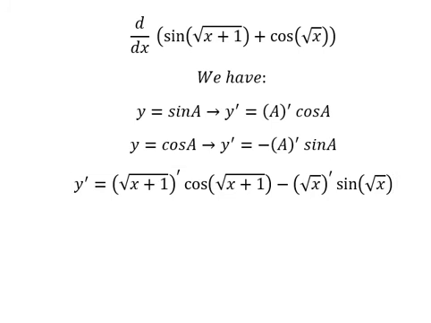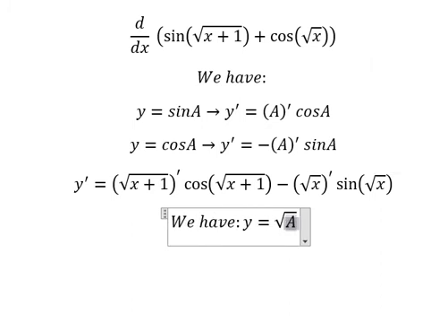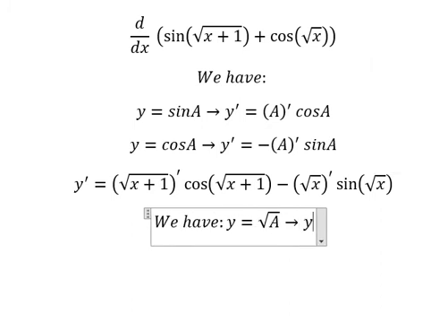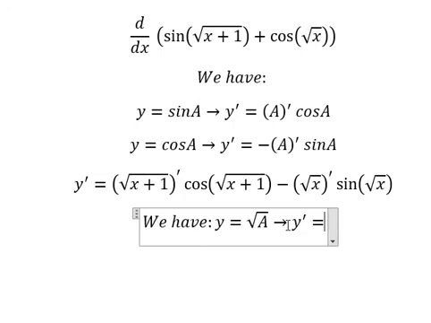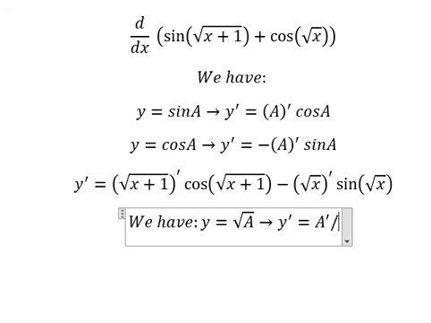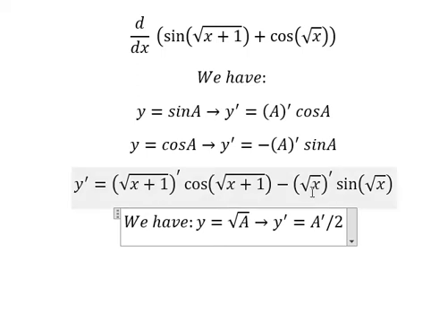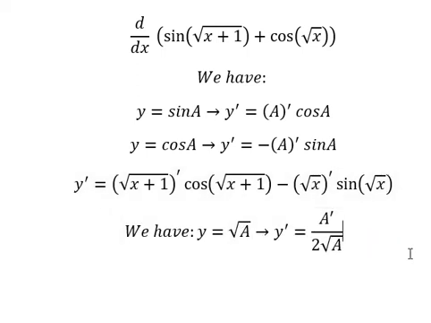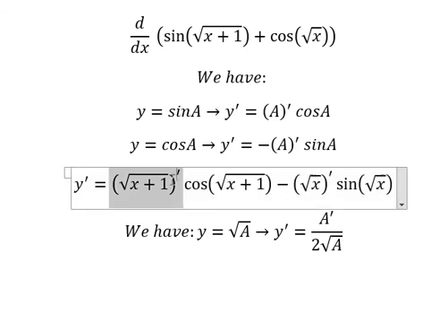Now we have the next one. If we have y equals the square root of A, and we have like this, we do the first derivative of A on the numerator over 2 with the square root of A. Now we can apply the formula in here and here.